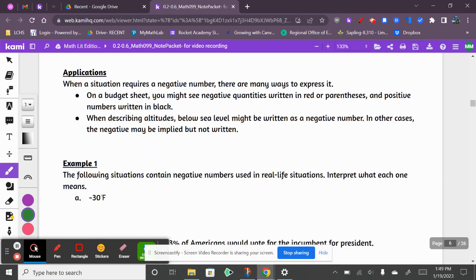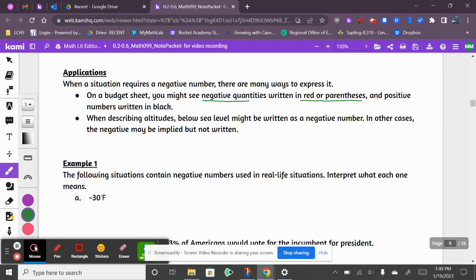When a situation requires a negative number, there are many ways to express it. On a budget sheet, you might see negative quantities in red or in parentheses. So negative numbers are represented with red or parentheses, and positive numbers are written in black or without parentheses. When describing altitudes, below sea level might be written as a negative number. In other cases, the negative may be implied but not written.